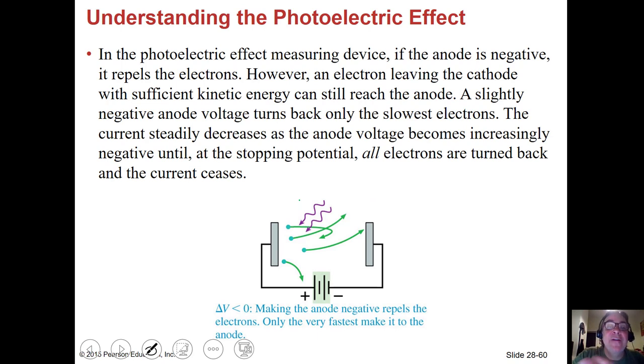So in the photoelectric effect measuring device, if the anode is negative, so if this is negative and this is positive, you'll tend to stop them from coming across. And again, you'll see why you would want to stop them. We'll see why in just a minute. So if they've got enough energy to begin with, even though this is negative and this is positive, they might make it across. But if you keep making this more and more negative and this side more and more positive, then you'll eventually stop them all from coming across. That's the stopping potential when that happens.